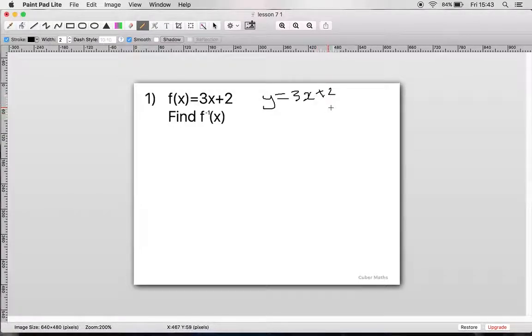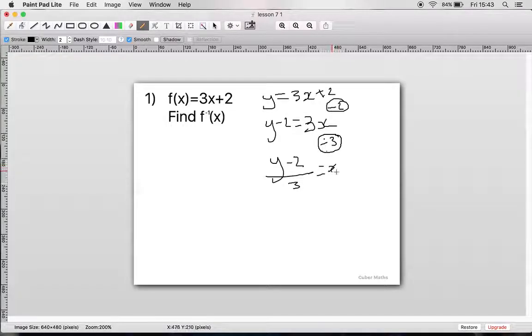So the first thing we're going to do is take away 2 from both sides. So if we take away 2, we're going to get y minus 2 is equal to 3x. Now to get x on its own, we need to divide by 3. So if we divide that by 3, we're going to get (y minus 2) over 3 is equal to x.